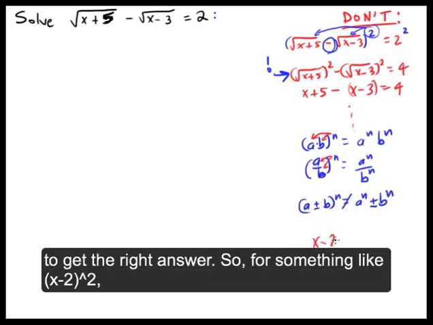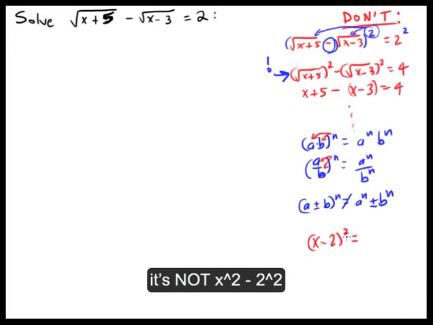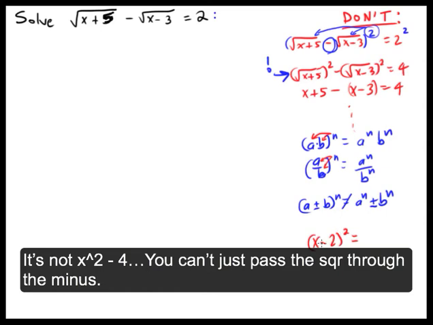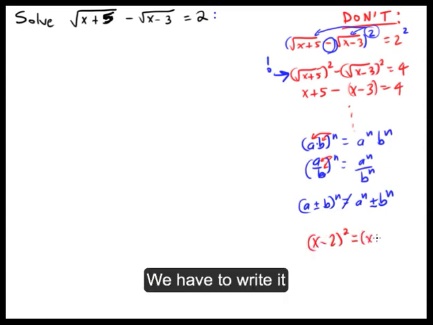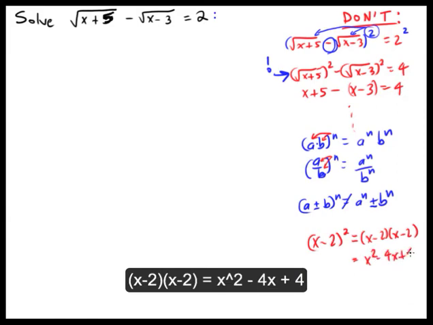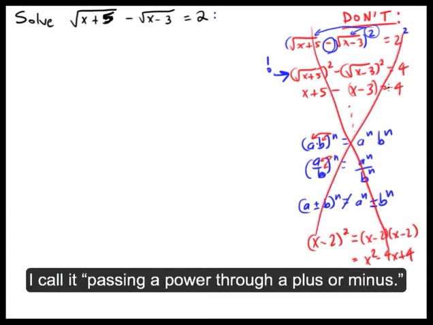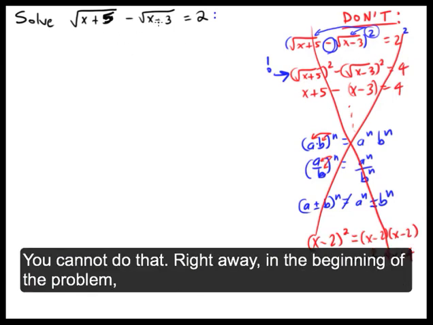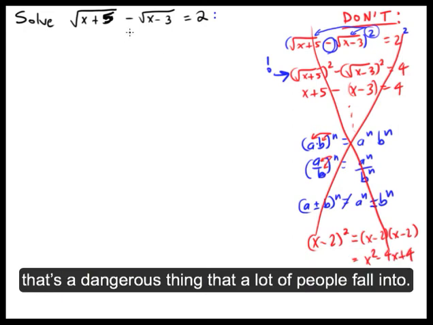So when you take something like x minus 2 squared, it's not x squared minus 2 squared. It's not x squared minus 4. You can't just pass this square through the minus in the middle. What you have to actually do is write it out twice and FOIL. X minus 2 times x minus 2, and when you do that, it's x squared minus 4x plus 4. Okay, so watch out for that. I call it passing a power through a plus or a minus. You cannot do that. So right away in the very beginning of this problem, that's a dangerous thing that a lot of people fall into.